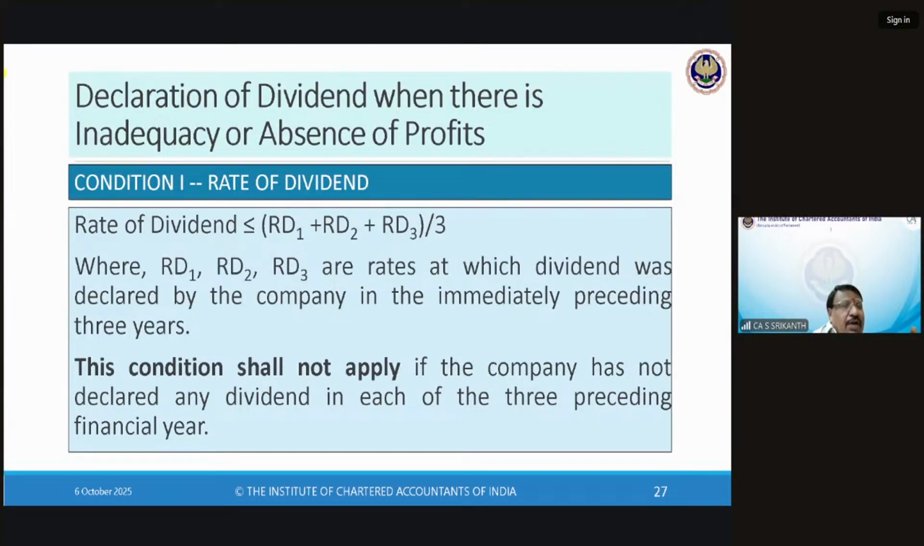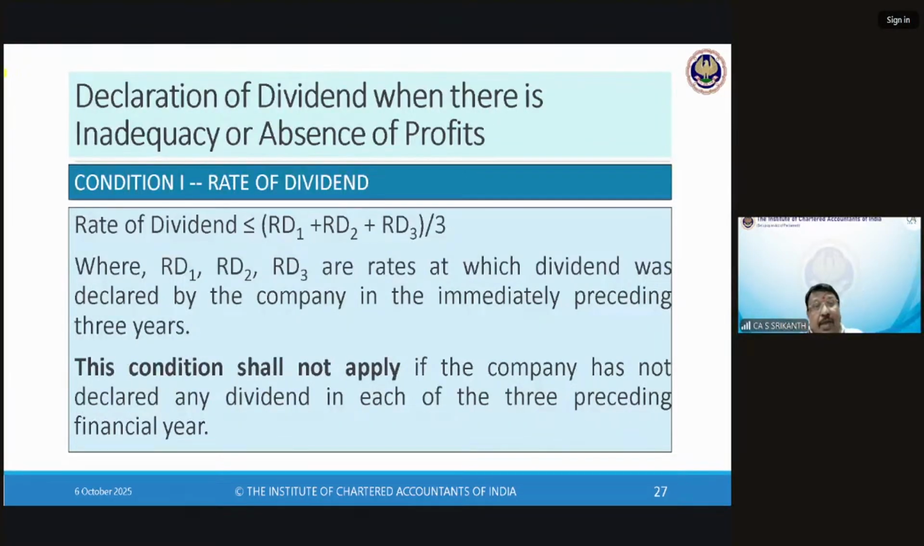If the company has not declared any dividend in each of the 3 preceding financial years, here they say this condition shall not apply. Whereas there you saw, I told you how to compute. It will be reduced. If in 1 year you have not declared, it will be reduced. If in all the 3, nothing, 0. That's all.